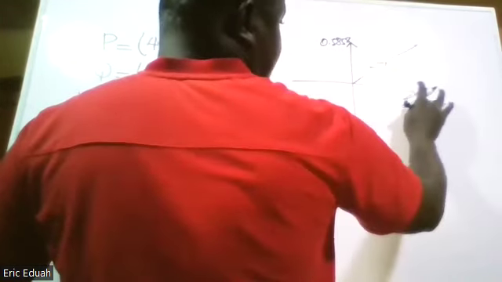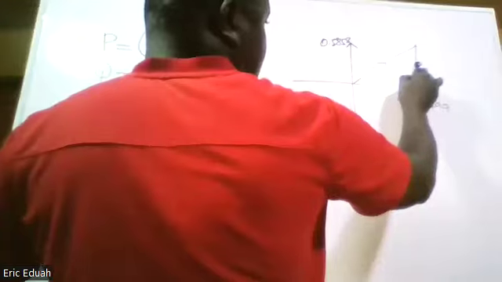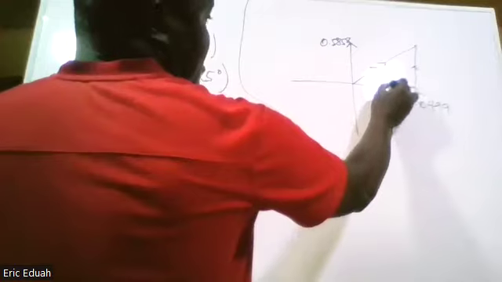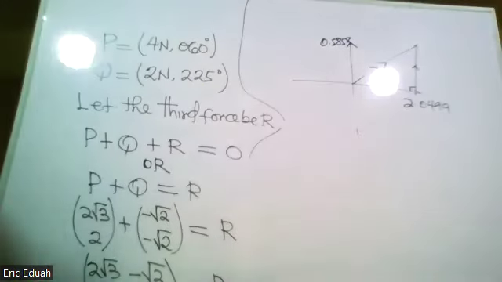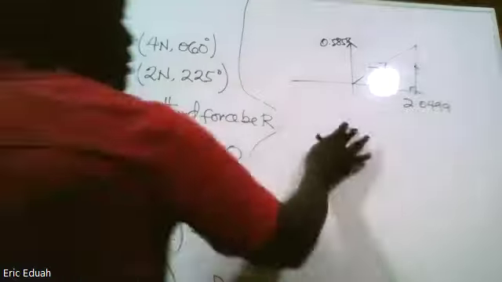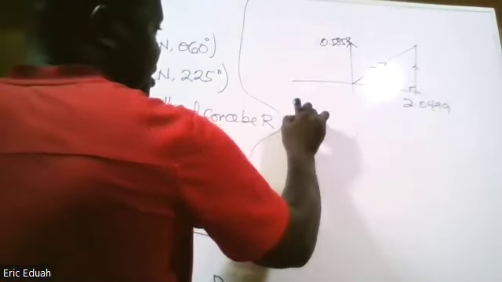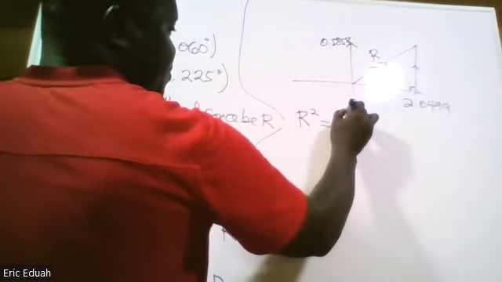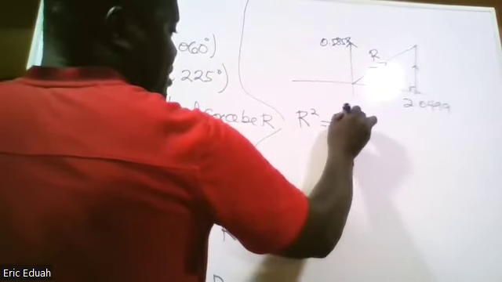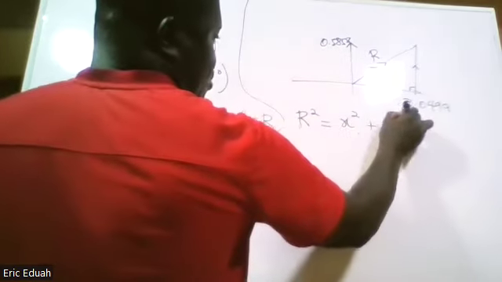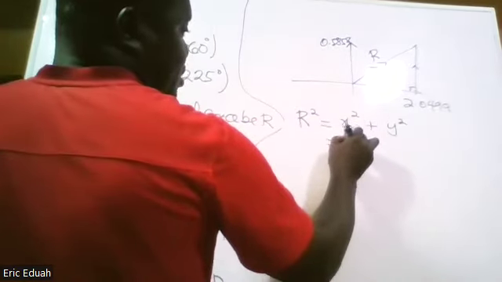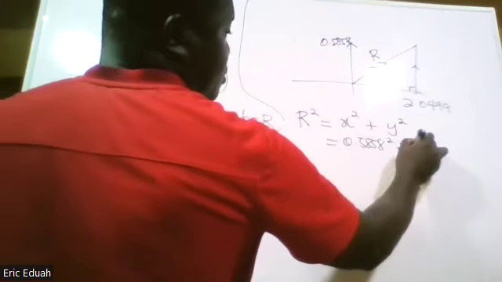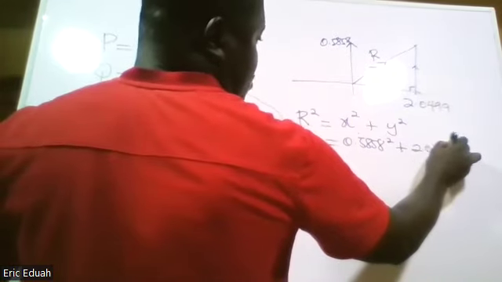Using these vectors, you can find the resultant and then the direction. Please do that for me. So R squared equals x component squared plus y component squared. So 0.5858 squared plus 2.0499 squared.